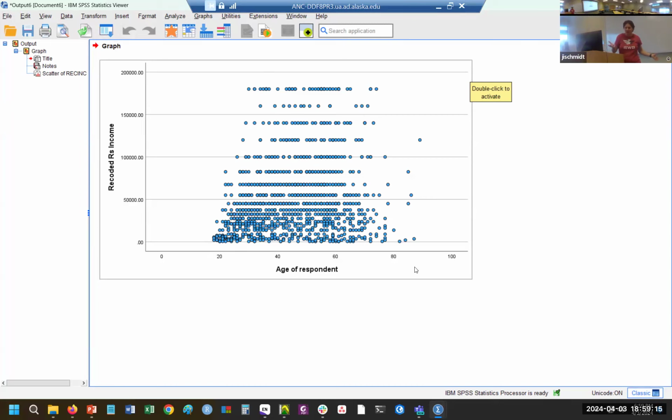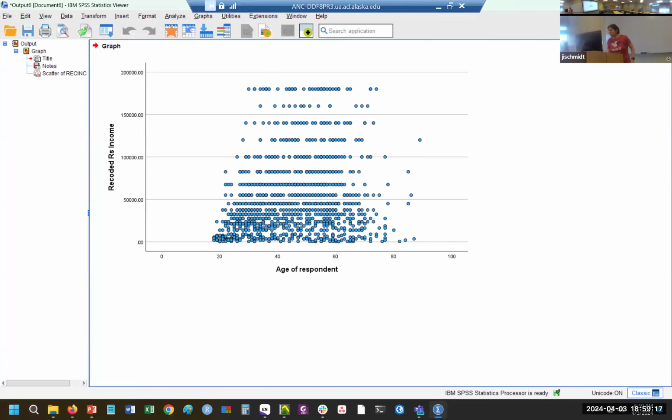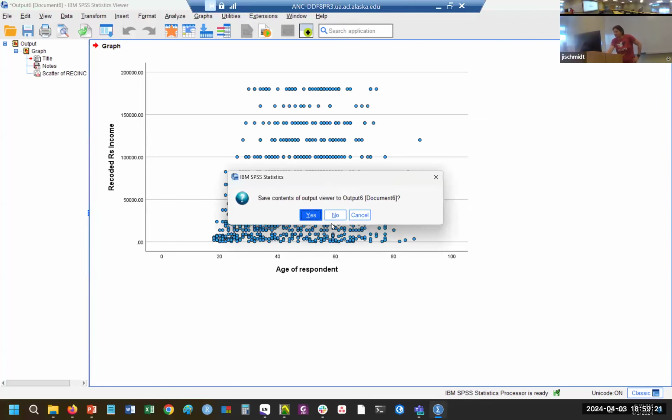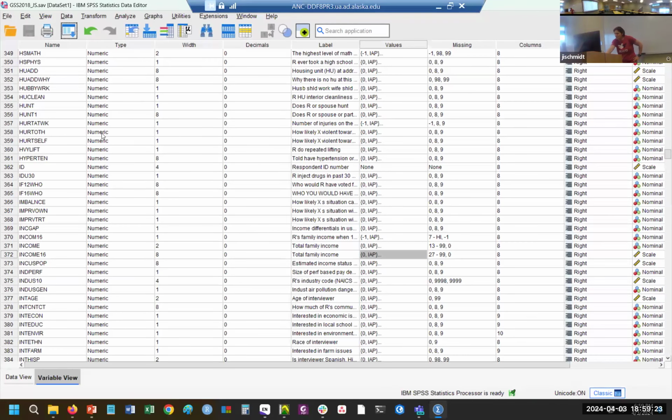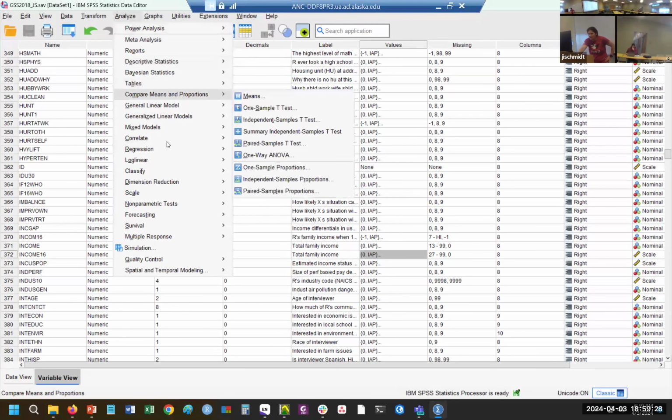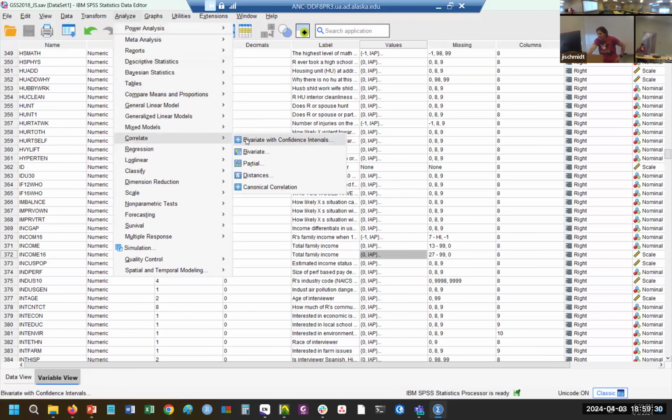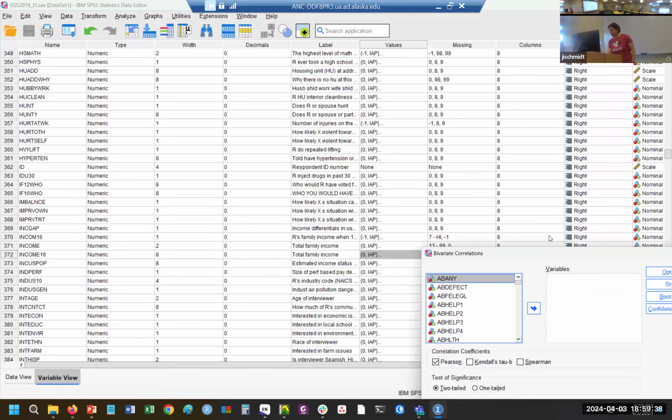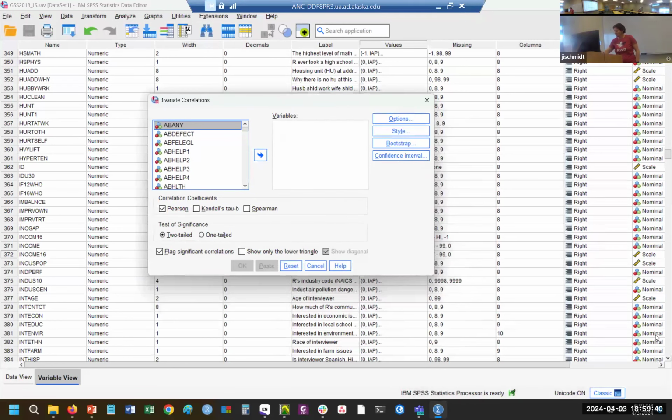So now we want to do our measure of association. We want to do our test. So let's close this. And we're going to do the Pearson's. Go to Analyze, go down to Correlate, and then go over to Bivariate. Got it? Okay. All right. So when we're in here, put in age and the other variable.